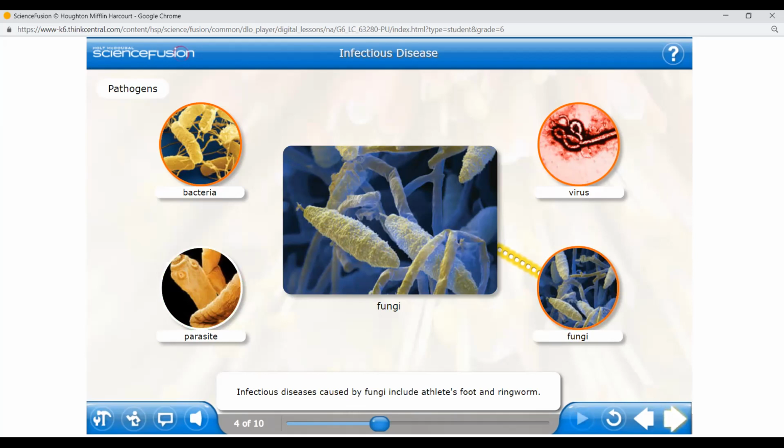Sometimes we get a ringworm, which is circular, and it's very itchy. So at that time the doctor gives us a medicine, an antifungal. You know now, right? Whenever I say antifungal or anti-something, that means it is the opposite, to treat it.